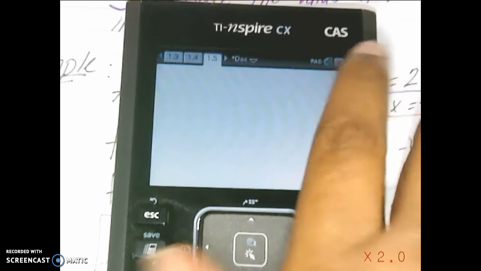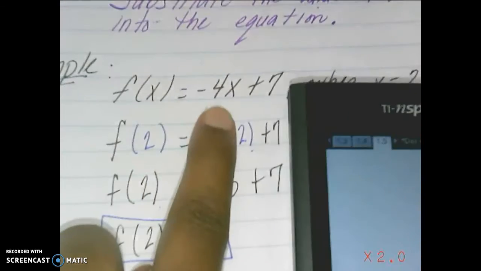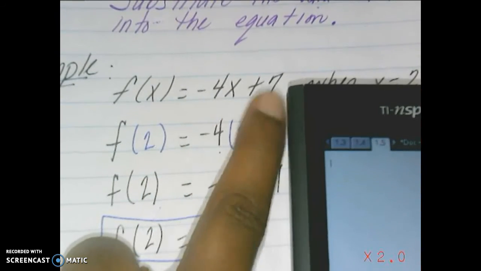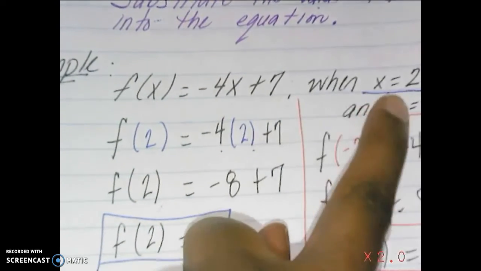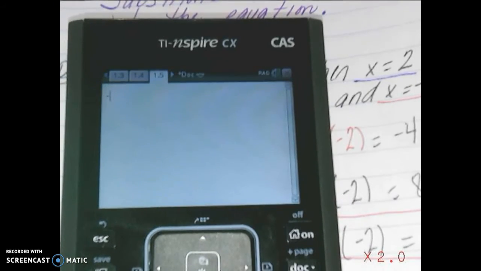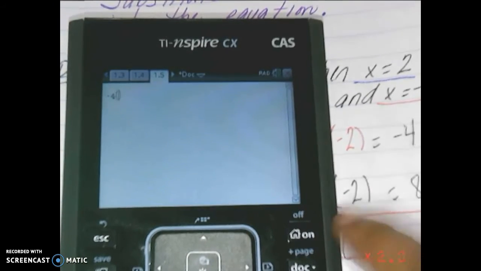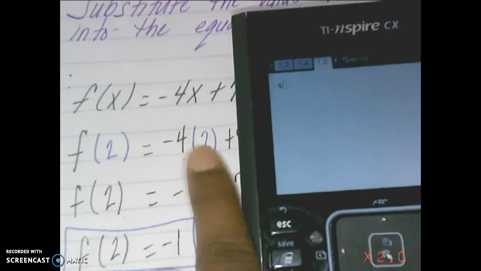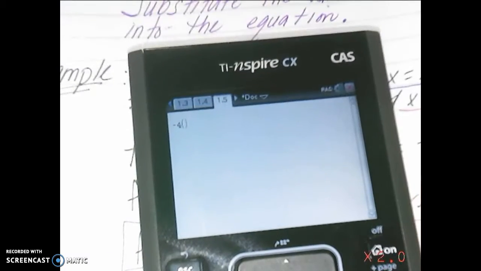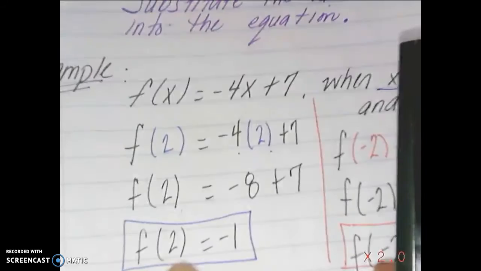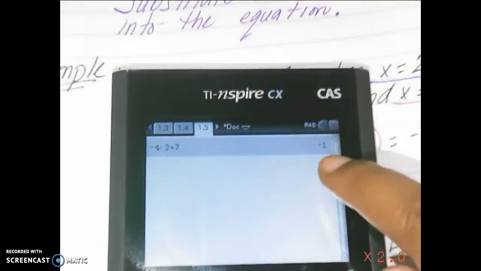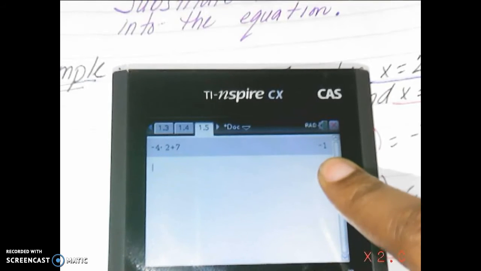So our original function was negative 4 times x plus 7. Now, if you want to substitute in a 2, it'll look like negative 4, and just like we open parentheses on the paper, we will open parentheses on the calculator, 2, plus 7, and then hit enter, and that's our answer. So f of 2 was negative 1. I plugged it in just as I saw it, and I got negative 1.